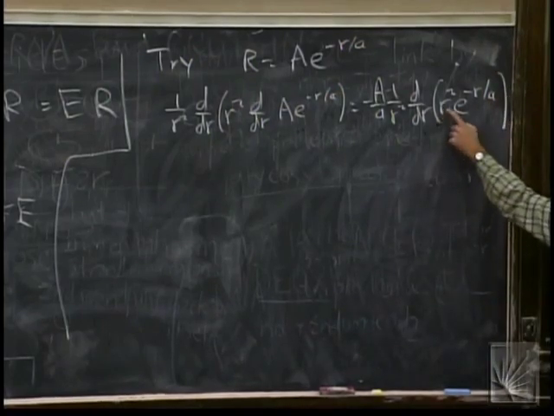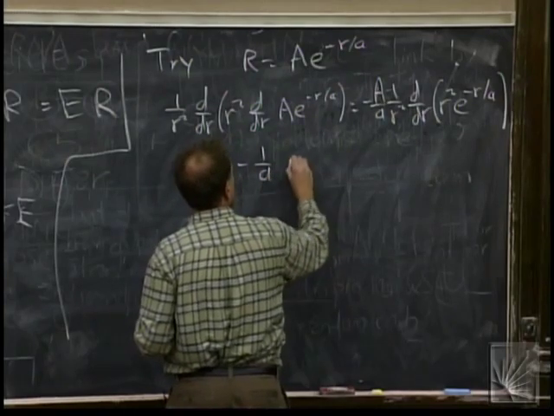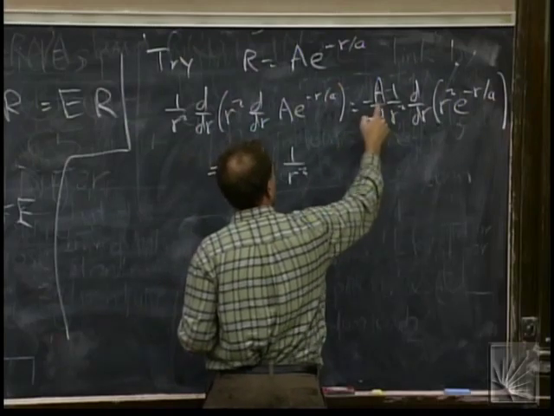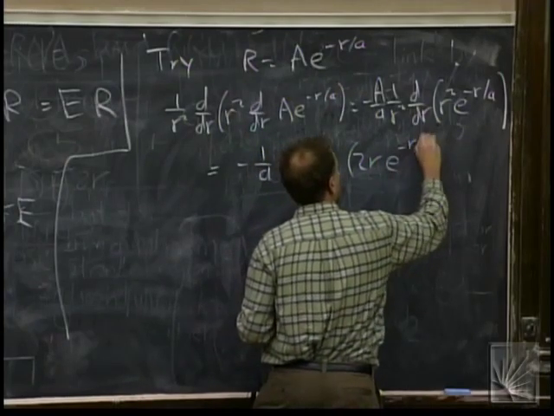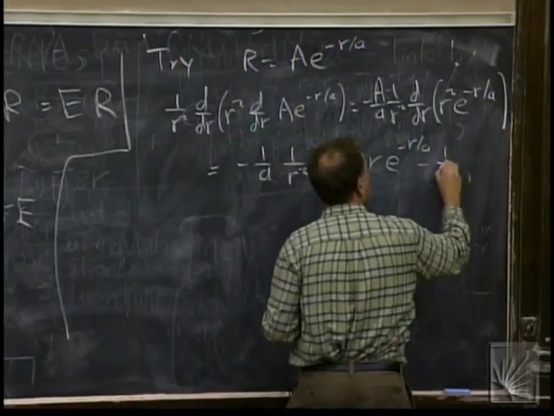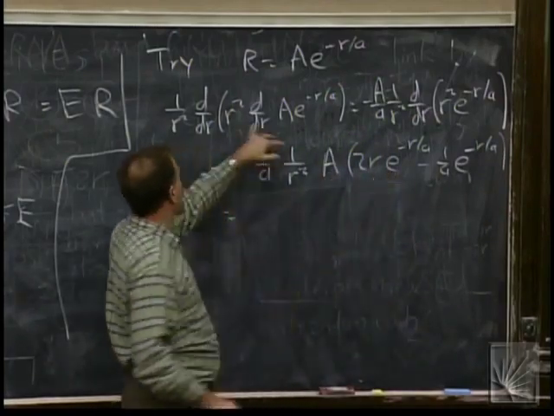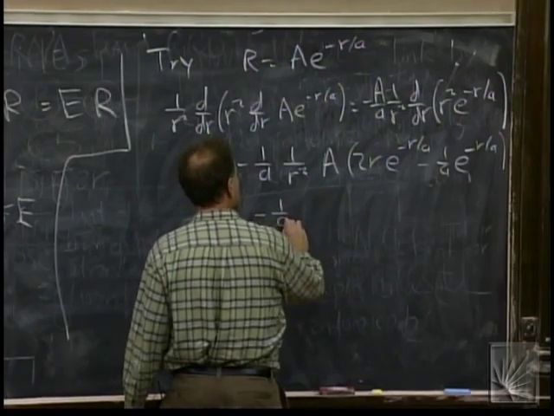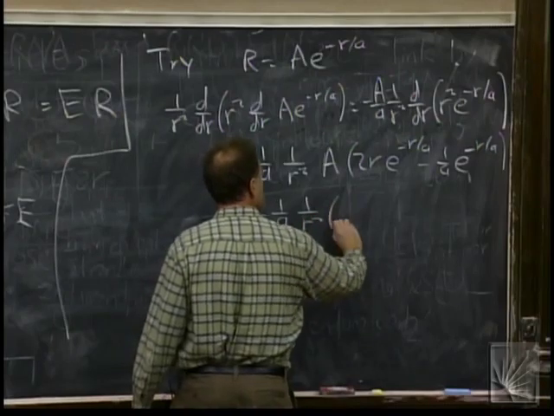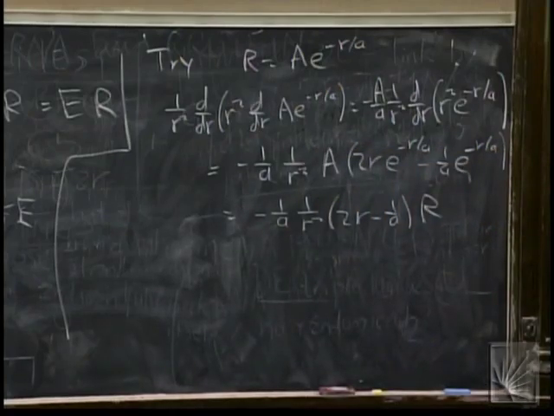If I take a derivative of this, clearly there's the first, I'll take the derivative of this, and then I'll take the derivative of that. So I have minus 1 over a, 1 over r squared, capital A, and then 2r e to the minus r over a. And then taking the derivative of that, I'll get minus 1 over a e to the minus r over a. Now, A times this is just capital R, the original wave function. So this is minus 1 over a, 1 over r squared, 2r minus 1 over a times r. That's what that is. Huh?